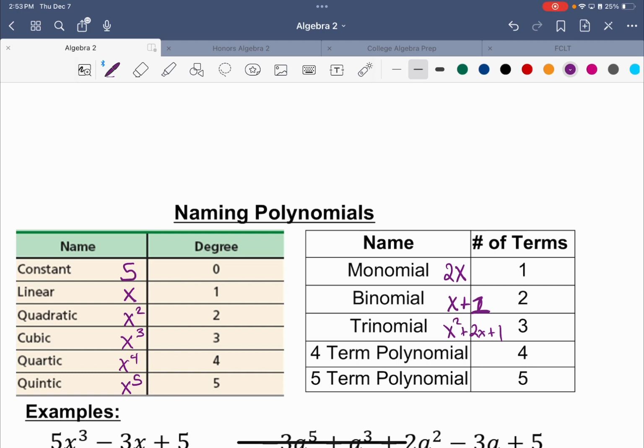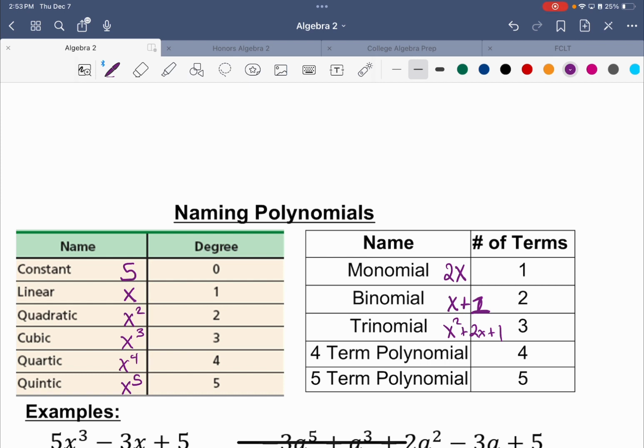Anything after three terms, we just say it's that number of terms. Why we don't do it with all of them, I don't know, because people like to put names to things. If it has four terms, it's a four-term polynomial. If it has five terms, it's a five-term polynomial. Kind of the same thing goes with the degrees. If it's a sixth degree, we just say it's sixth degree. If it's seventh degree, we say it's seventh degree, and so on.